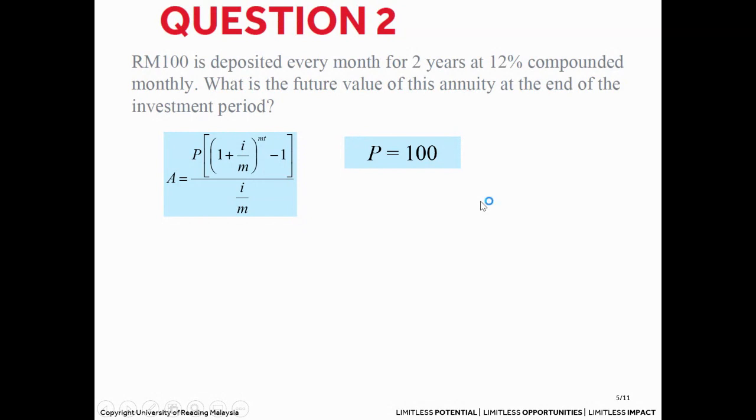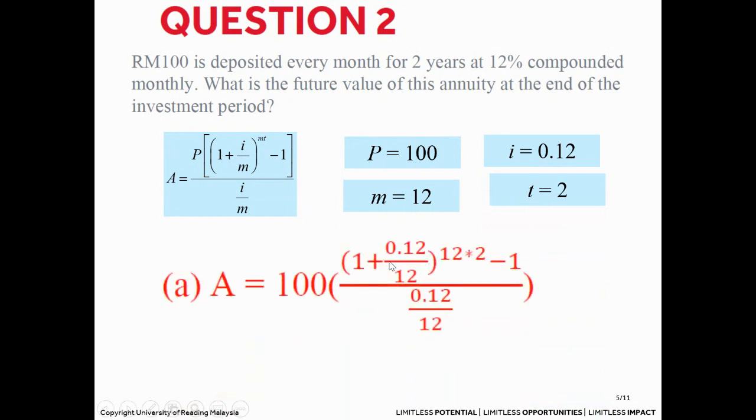M is 100. Compounded monthly, so M is 12. 12% converted to decimal is 0.12. And T is 2. Sub all these values into the formula. Now use your calculator and do this very slowly and carefully. You may take more than a minute or so to do it.